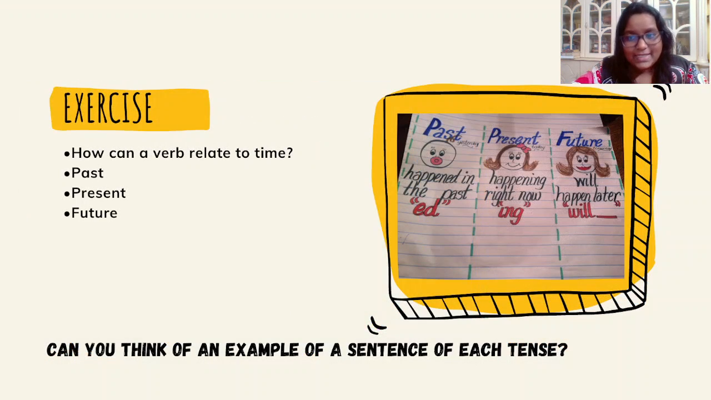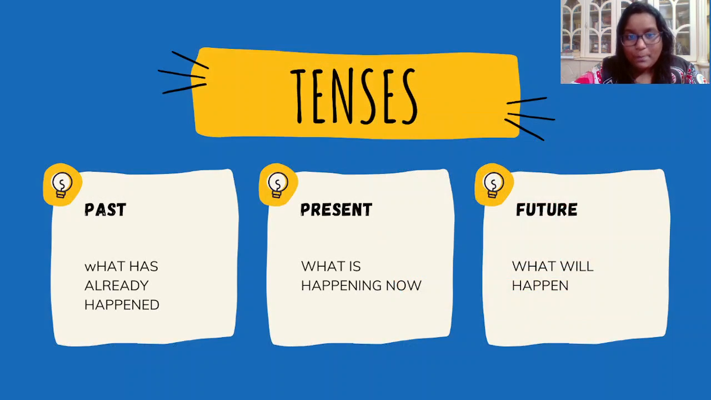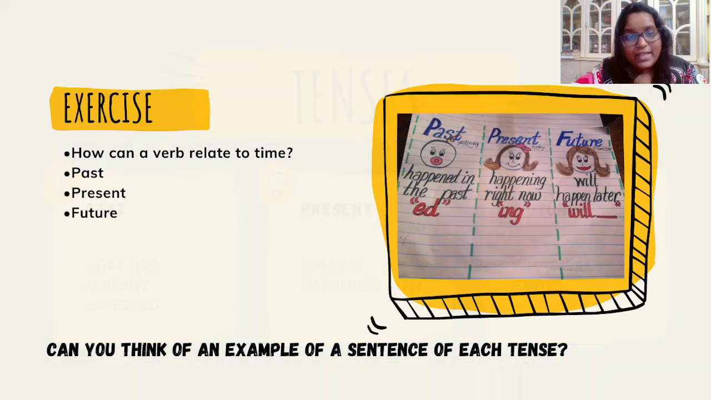There are three tenses in English, as you might know: past, present and future. To be honest, in the English language, there are only two tenses, past and present. The future tense, we actually make up by adding will and shall to the present tense. So past is what has already happened, present is what is happening now, and future is what will happen later. So these three tenses: past, present and future.